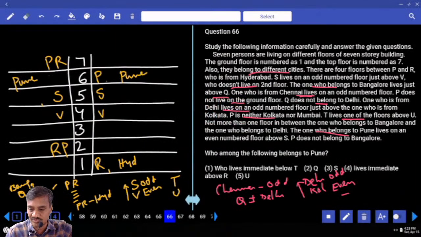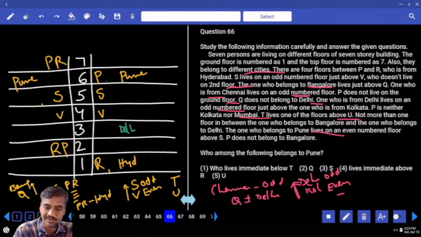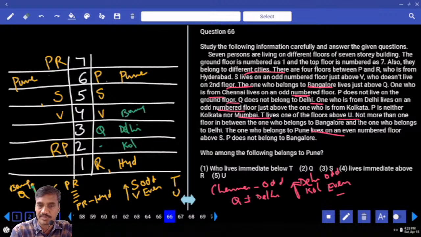Then coming to this one, Delhi and Kolkata must be odd and even. Then what are the possibilities we have for Delhi and Kolkata? Because Kolkata must be on an even number floor. Now if you take Kolkata like this, then Bangalore is immediately above the one who belongs to Q. Then Q cannot be here. Q must be here. Now if Q is here, Bangalore must be here.